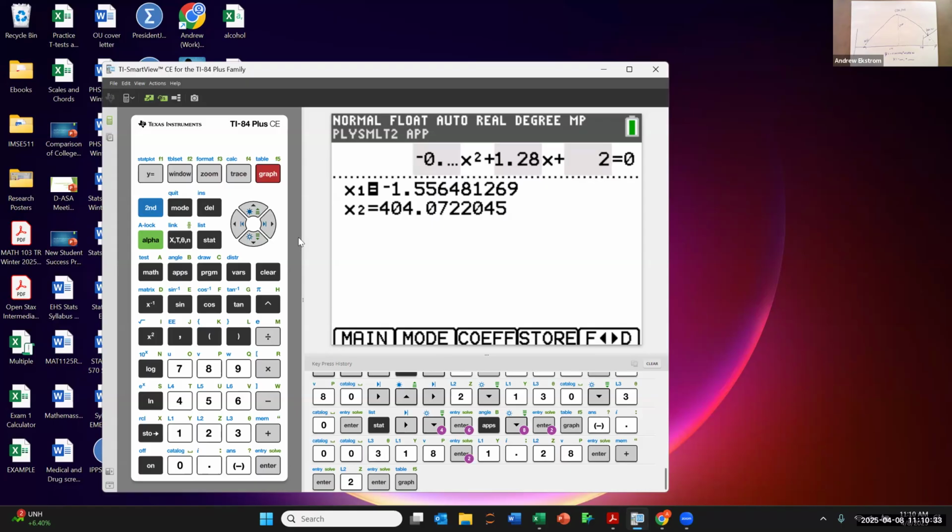So like I said, the negative value here, that's telling us that if the ball was traveling the opposite direction, it would end up about 1.5 feet behind home plate. In the other direction, that 404, that's the actual distance the ball traveled if it had been hit into an empty field.